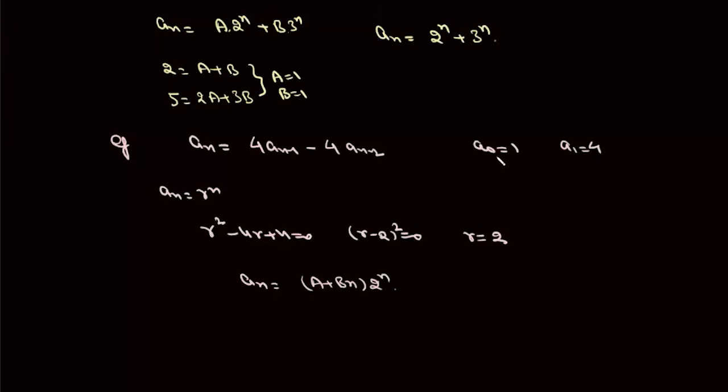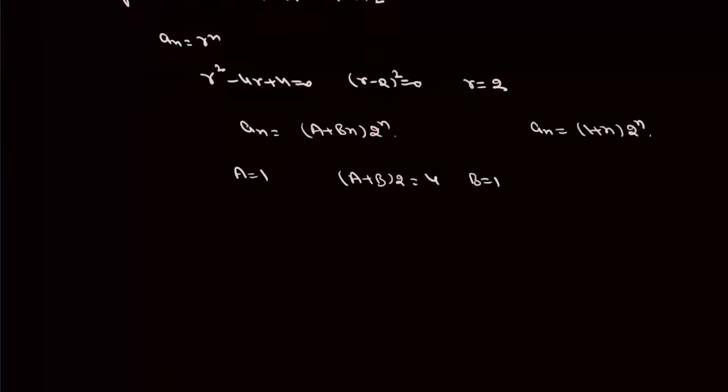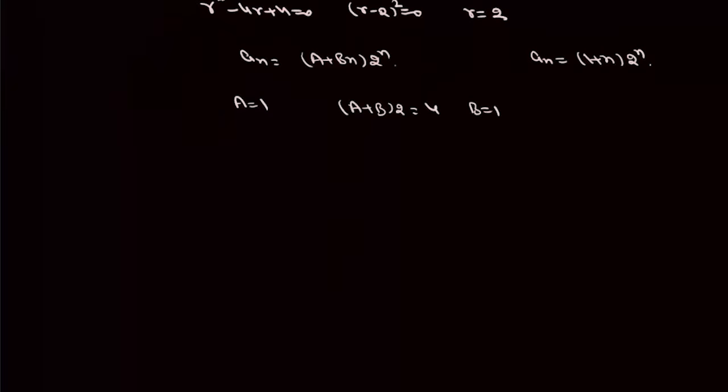Now when n is 0, a equals 1. So the value of a is 1. And when the value of n is 1, we'll get (a plus b) into 2 equals 4. That is, the value of b is 1. So for this recurrence, its nth term will be given by (1 plus n) into 2 to the power n. Now let us also take another example with complex roots.